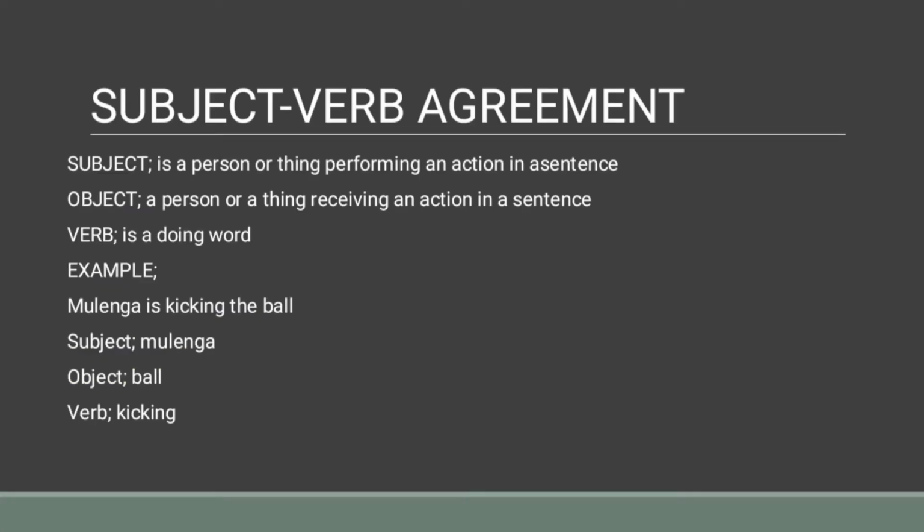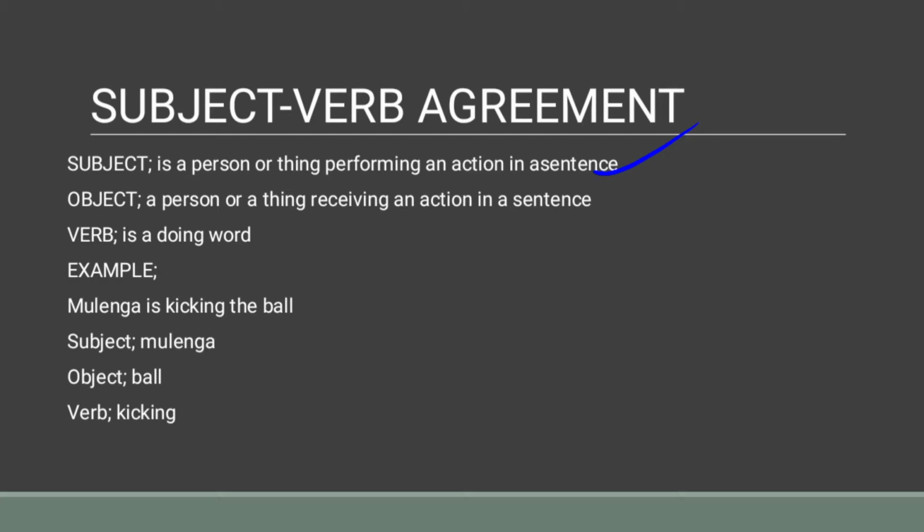We are looking at subject-verb agreement, a very interesting topic in English. Hence, we would like to know what a subject is as well as a verb. So, what is a subject? A subject is a person or a thing performing an action in the sentence.